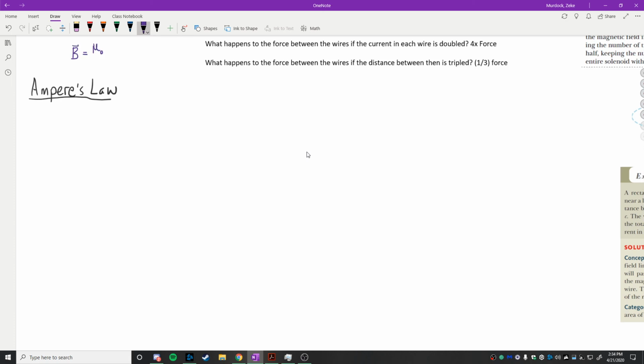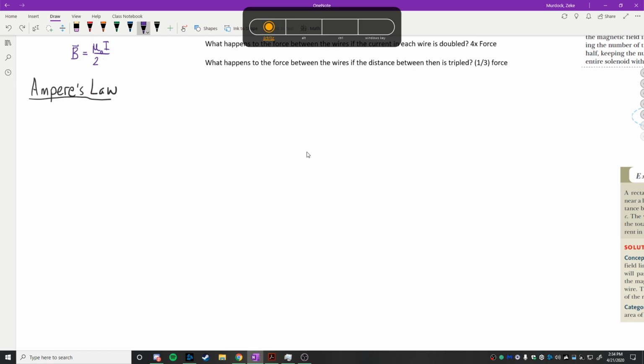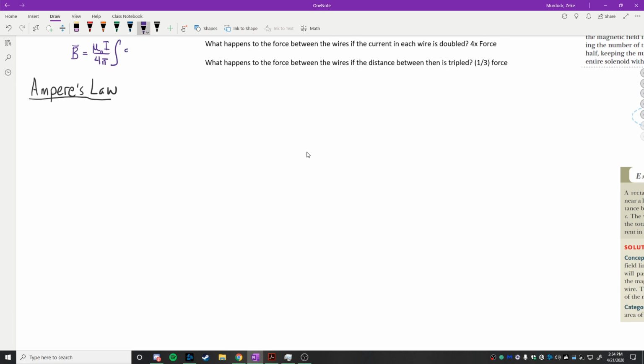You have to take mu naught, multiply by current, and divide by 4 pi. But then you have to do this really complicated integral where you take the current line elements, cross product them with r hat, and then divide that by the radius squared. This is what we call the Biot-Savart law, and it's just extremely difficult to do much with.